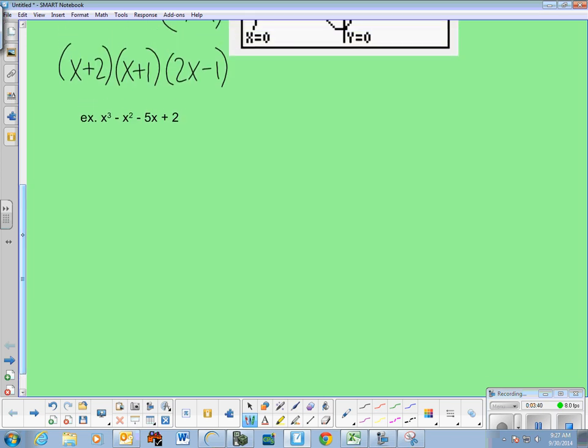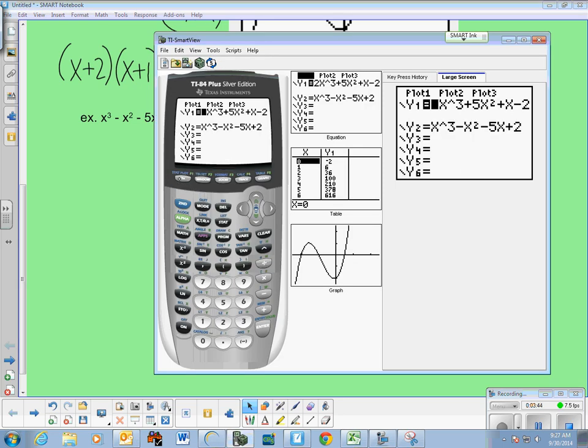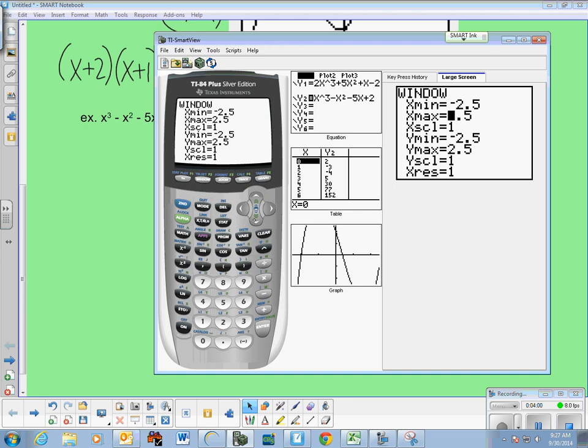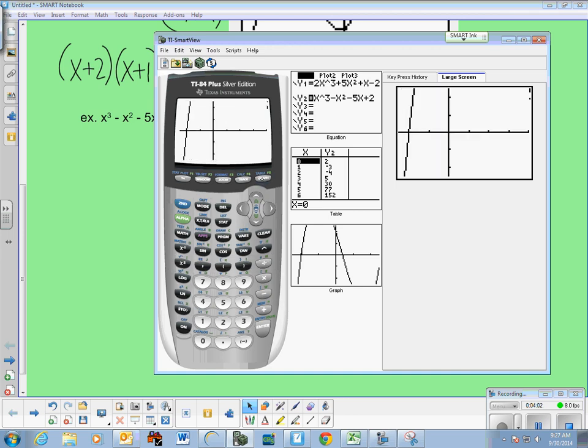X cubed minus x squared minus 5x plus 2. So back to the calculator. I'm going to turn off the first one and turn on the second one and see what my graph looks like. All right, I'm going to zoom out a little bit. I'm going to at least get my x over to about 4. Let's change my x max to 4, and that should show me all three of the zeros. All right, so I can see them all.